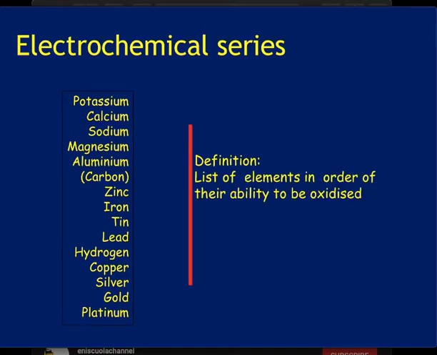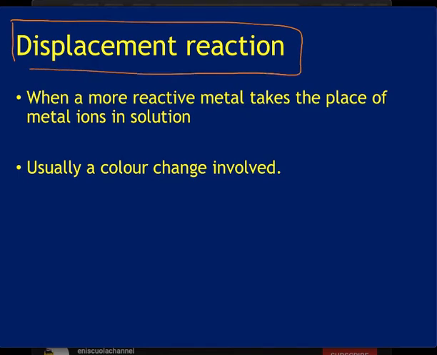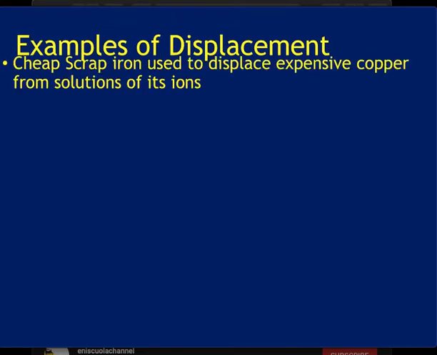Now, in terms of electrochemical series, it's just a list of elements in their order to be oxidized, and you will see this, and loads of your questions will be on displacement reactions. So a displacement reaction is when a more reactive metal takes the place of metal ions in solution, and there's nearly always going to be a color change involved, not exclusively but nearly always. So this is an example, and this is a use. They use scrap iron to displace expensive copper from solutions of its ions, like so.